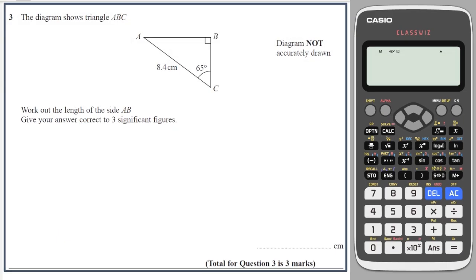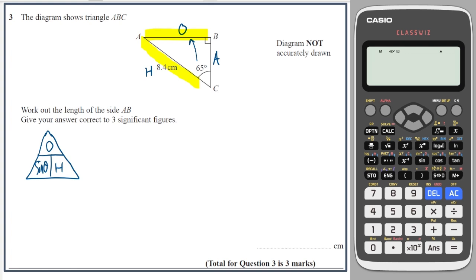Question 3 looks like a pretty standard trigonometry question. We've got the angle 65 there, which means that this side is the opposite, and the side that is next to the angle is the adjacent, and the hypotenuse, which is opposite the right angle, is there. And I want to find the length of AB. So I want this length, and I know this length. So which is the trig function with O and H? That is sine.